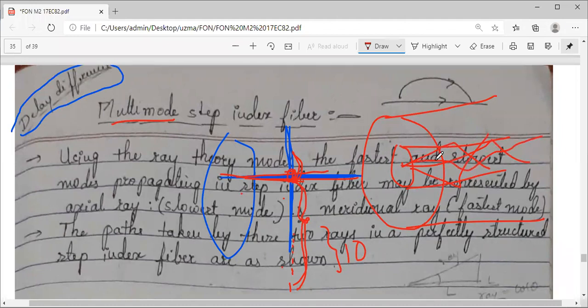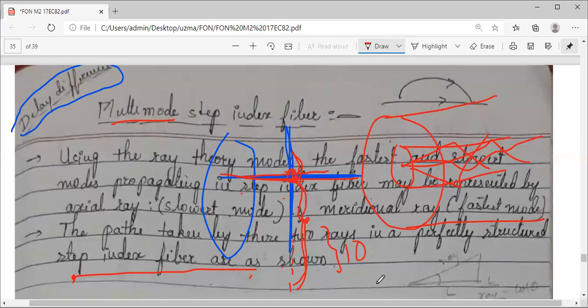So when I talk about modes, it contains the minimum or the slowest mode or the highest mode. So that is the maximum mode. So what are these slowest and fastest modes? Slowest mode means, from the source to the destination, it will take the minimum time. That is the slowest mode.